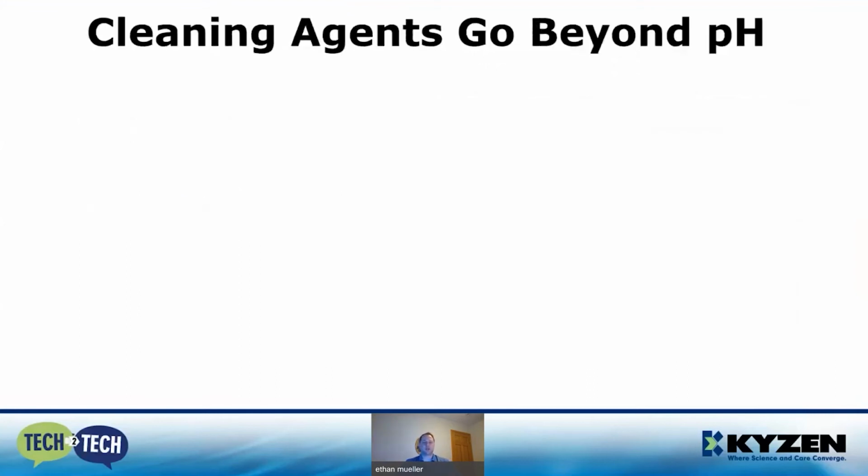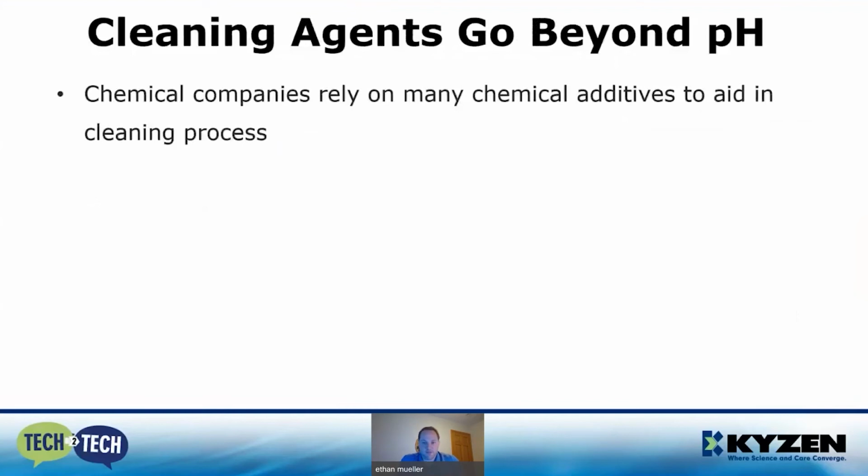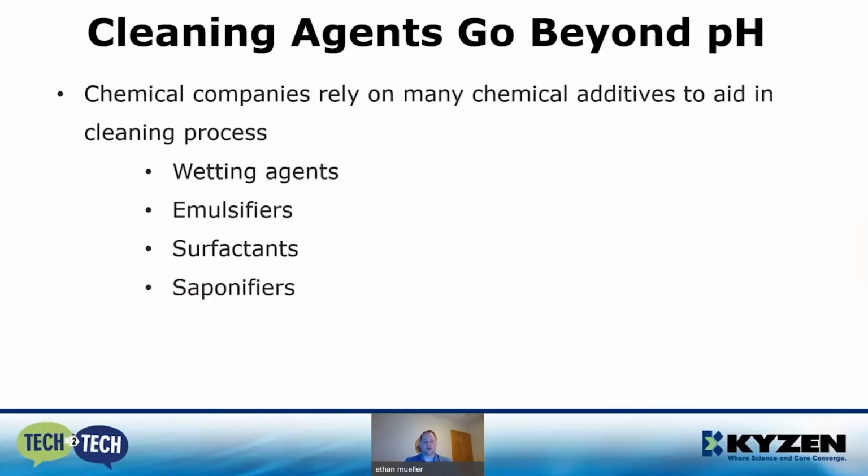Something worth mentioning, it's a little bit of a misnomer to categorize cleaners by their pH. There is a lot more that goes into them. Chemical companies rely on many different blends, many different additives, and a ratio of these additives to really give us the cleaning that we're looking for. And so we're using all sorts of additives such as wetting agents, emulsifiers, surfactants, saponifiers, chelators, solvents. There's all sorts of stuff that goes into these cleaning products that goes beyond the pH.